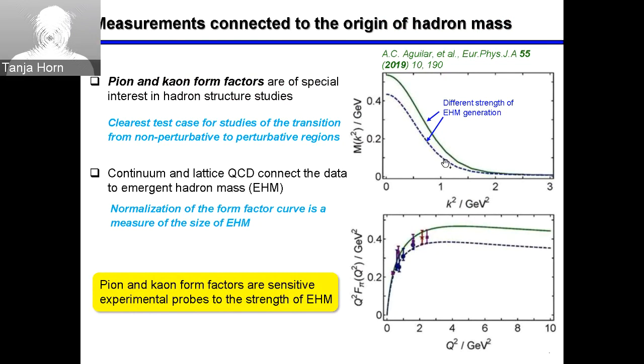So if one calculates from this the form factors, which is the lower bottom graph, one sees again two curves. The green curve is the one with 20% larger strength of this emergent mass mechanism, and the dashed line about 20% less. And you see that clearly the normalization of the form factor curve gives you a good measure of the size of the emergent hadron mass mechanism. Basically, these form factors are a sensitive experimental probe to measure the origin or the strength of emergent hadron mass.